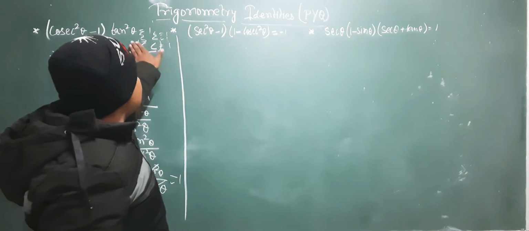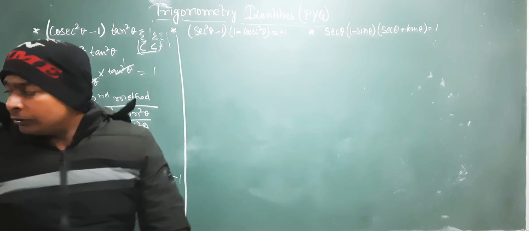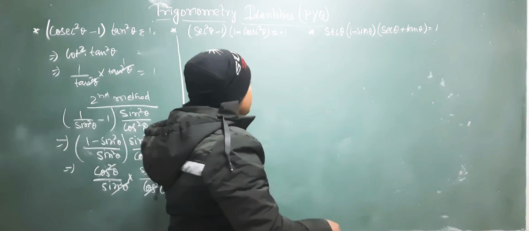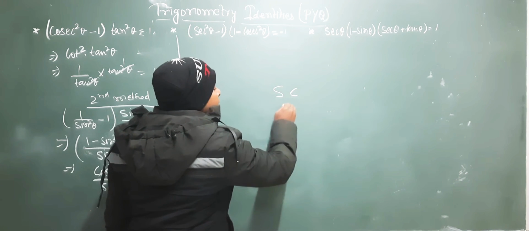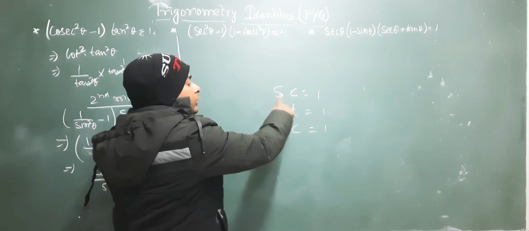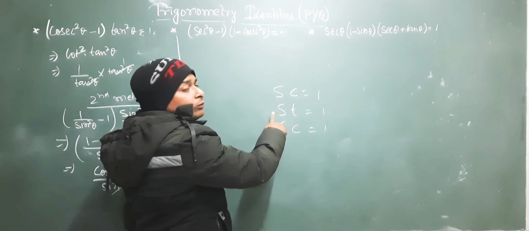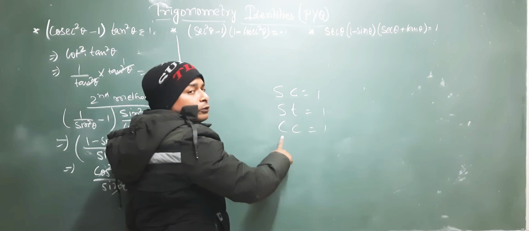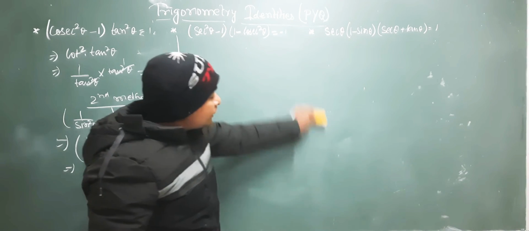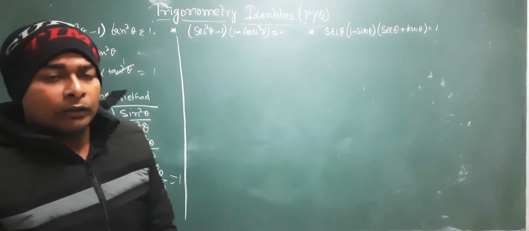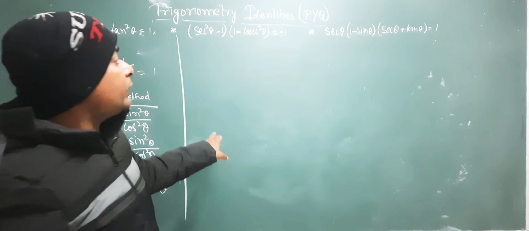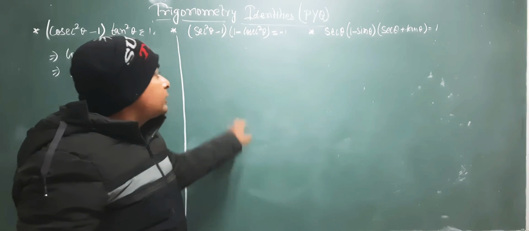Let me explain the application of this shortcut once again. In the basic functions I have explained SC, ST and CC; the value of all is 1. Sin square theta plus cos square theta is 1. Sec square theta minus tan square theta is 1. Cosec square theta minus cot square theta is 1. So you can see that the application of these plays a very important role in identities, and questions were asked in 2015 and 2016 from this segment.